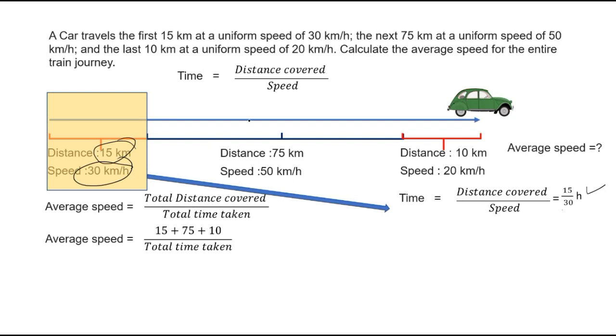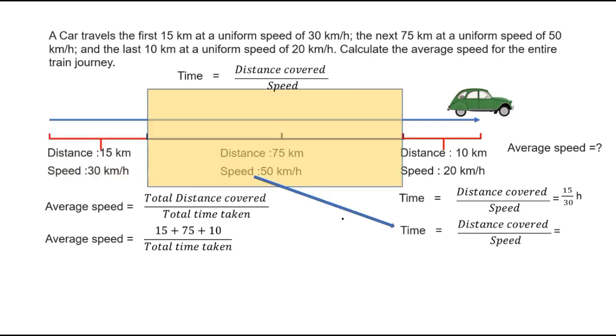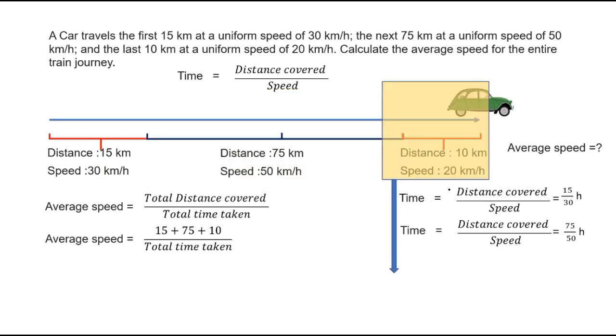We'll go a little fast now. We'll go for this particular section of 75 kilometers. Again, in place of this 15 we have 75 divided by 50 km per hour, which is the speed, and that is the time: 75 by 50 hours. Now the last distance, 10 kilometers. Again apply the same formula. To find the time we need distance divided by speed, and the distance here is 10, speed is 20, so it is 10 by 20 hours.